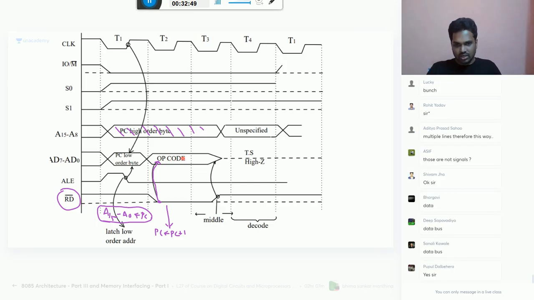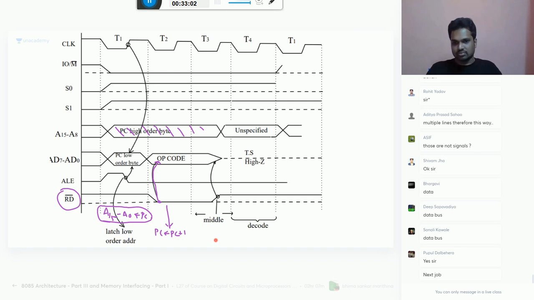Wait, listen. During this time, parallelly PC will be incremented. Why is it incremented? It gets ready for the next job, the next cycle again. It can increment and still it will not affect your result, because the old PC value is already loaded in the address bus.